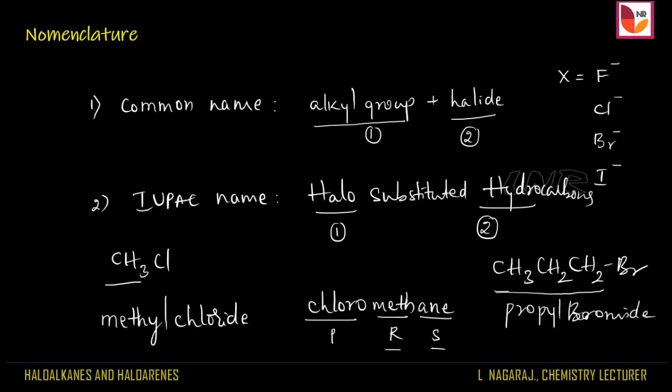In the IUPAC system, first write the name of the halogen, that is bromo, and then the root word. Numbering is done from the end which contains the substituent group, so 1, 2, 3. The root words are meth, eth and prop. It contains three carbon atoms, so it is represented as prop, and between the carbon atoms it contains single bonds, hence it is written as ane. So bromopropane. Here the halogen atom is attached to the first carbon atom, hence the number is 1. So 1-bromopropane.